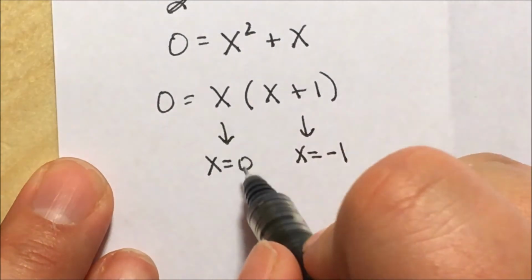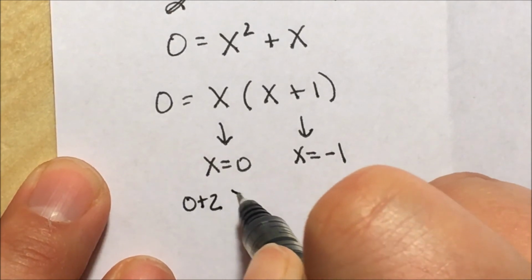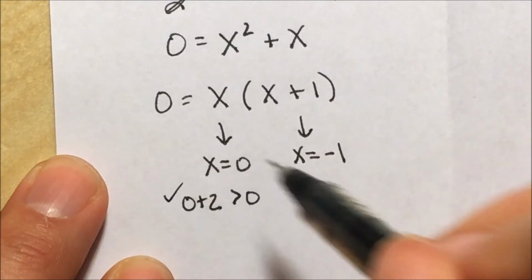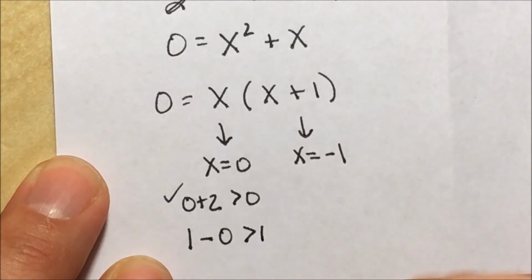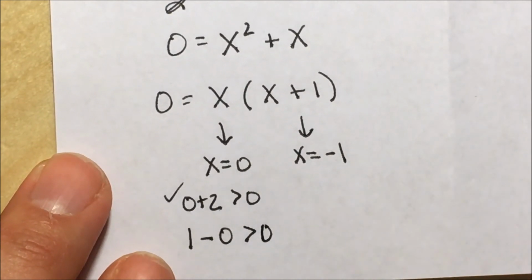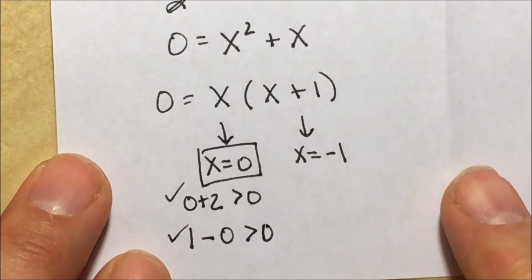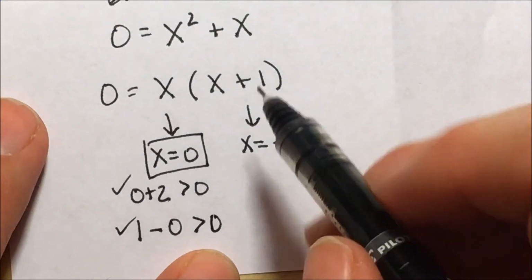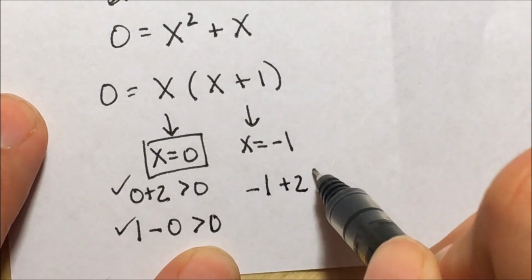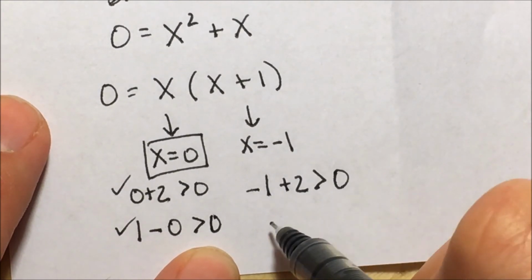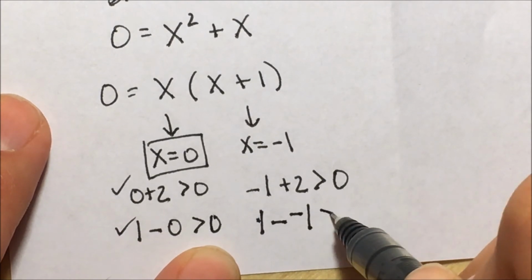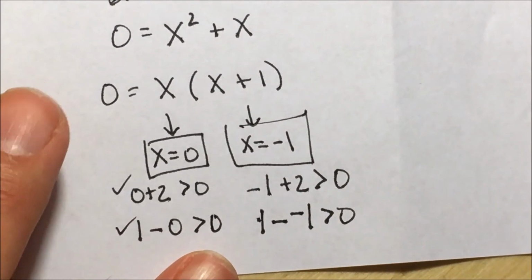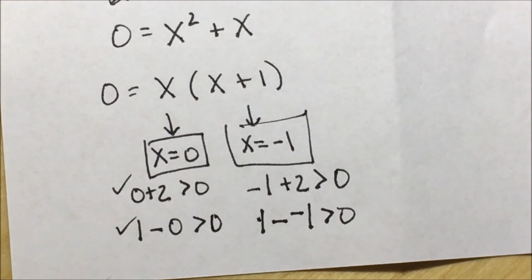If I plug in a 0 to the first one, I get 0 plus 2, which is bigger than 0, so that works. And then checking it in the second one, 1 minus 0 is 1, which is bigger than 0, so that one also works. And then checking our second solution, negative 1 plus 2 is 1, so that'll work. And we have 1 minus negative 1, which is 2, which also works. So again, both our solutions work, but don't think they always will. Sometimes they won't, so you definitely want to check them.